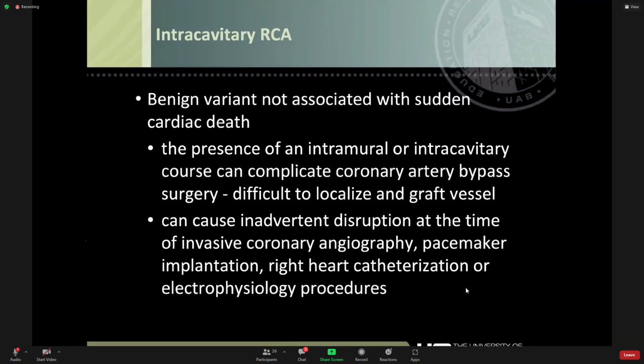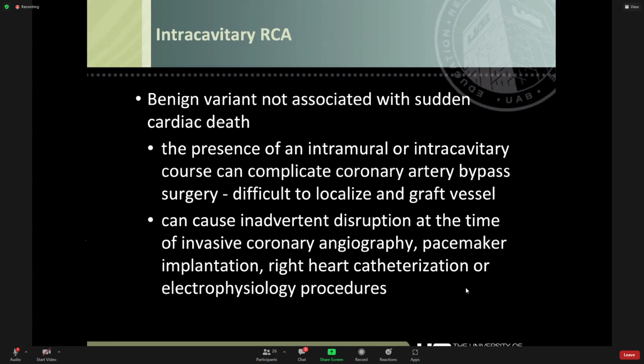So, benign variant, not associated with sudden cardiac death. Intramural or intracavitary, sometimes they can run within the wall. It can complicate coronary artery bypass surgery and can cause inadvertent disruption if you're doing invasive coronary angiography, pacemaker implantation, or EP procedures.